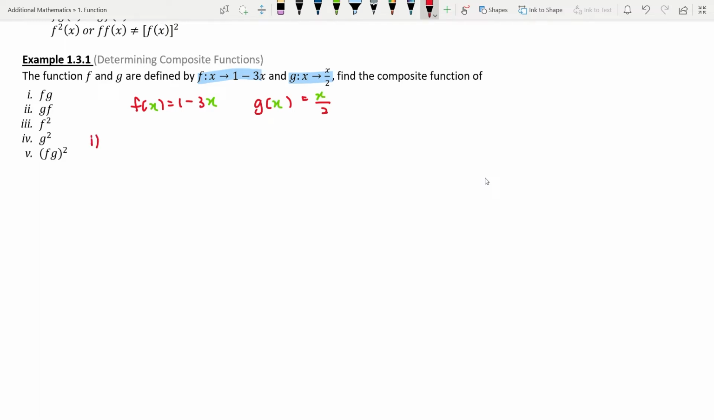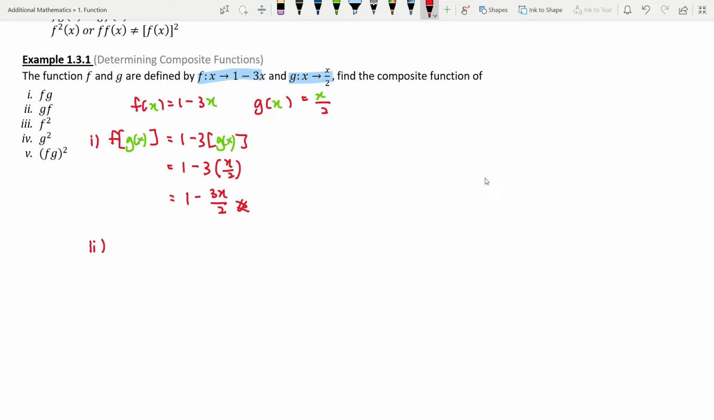The first one, we are asked to find f of gx. Here, gx is our variable. We substitute gx into the function f, we get 1 minus 3 gx. 1 minus 3, what is our gx? Our gx is x over 2. Substitute into our function. Then simplify it, we get our f of gx.